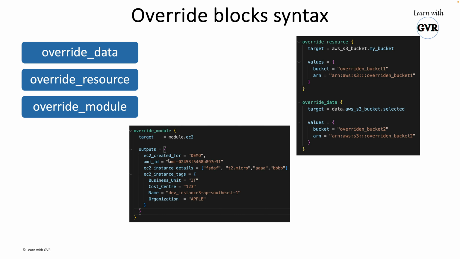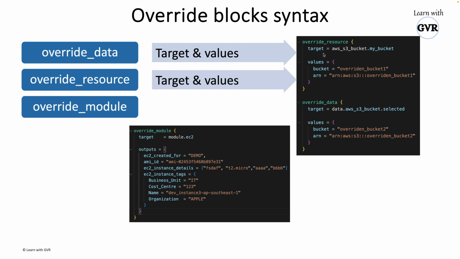But override module, you should have a target, which is the same as the other, but every module doesn't have values, it has an output. So from a module point of view, you need to specify all module outputs. Here I am referring to my module.ec2, and whatever outputs the ec2 module gives, these outputs have to be specified. So in short, override resource and override data will have a target and values, but override module will have a target and output. But target is common, okay?